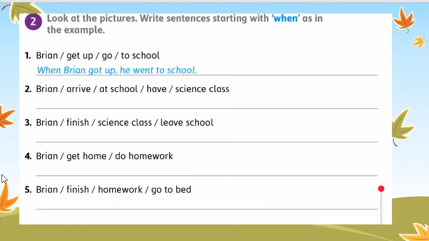Let's go to our workbook, activity 2. Look at the pictures. Write sentences starting with when, as in the example. Brian, get up, go to school. Let's start the sentence with when. When Brian got up, he went to school. Of course, we use the past simple of the verb.